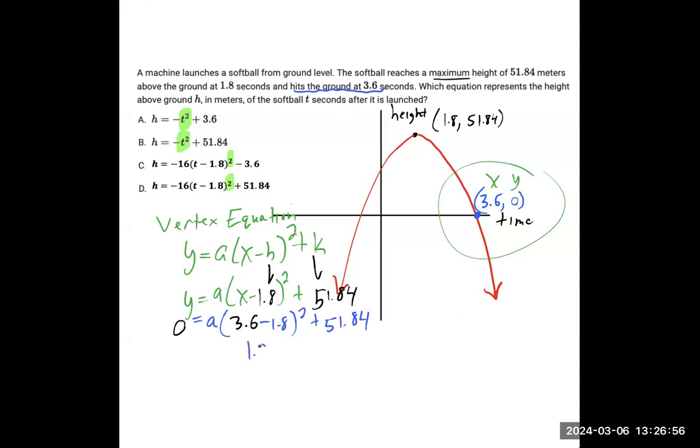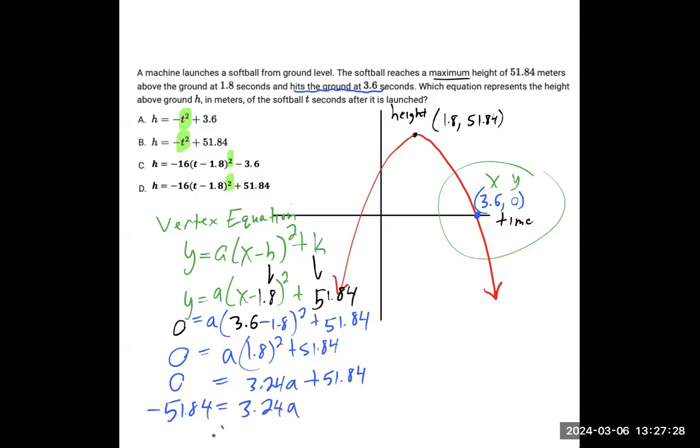3.6 minus 1.8 is also 1.8 squared, bringing everything down. The a is still outside of the parentheses. And when we square the 1.8, we're going to get 3.24. So we've got 3.24 times a plus 51.84. And when we subtract the 51.84 to the other side and then divide by 3.24, we'll get a is negative 16.